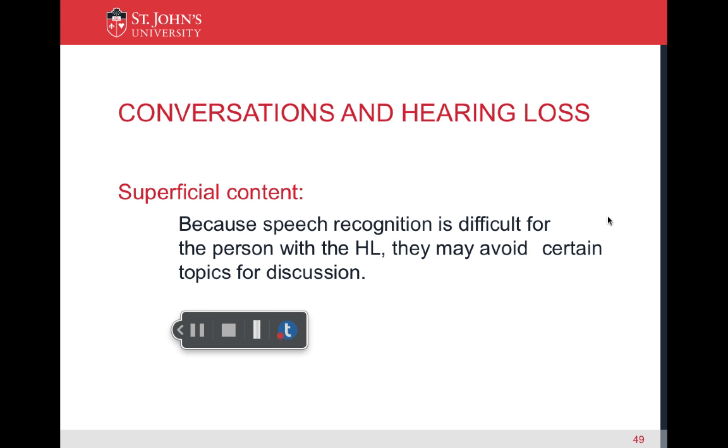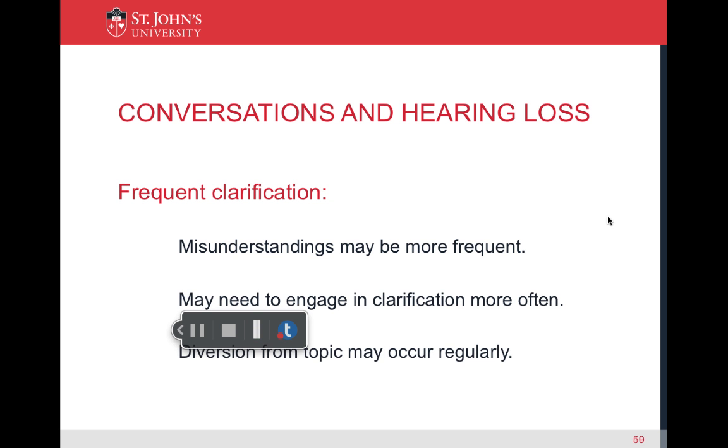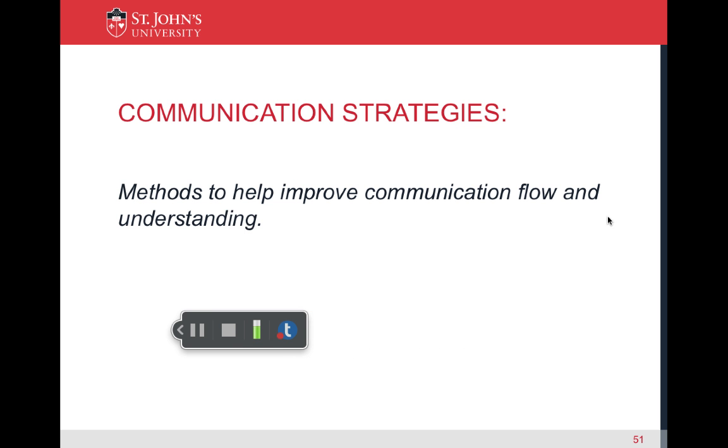And there could be superficial content. Because speech recognition is difficult for the person with hearing loss, they might avoid certain topics and talk only about topics that they're familiar with. There could be frequent clarifications. So the person with hearing loss might say, "I'm sorry, I didn't understand that." And this could interrupt your conversation.